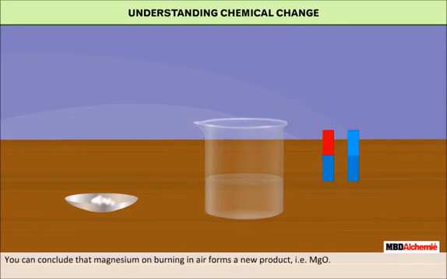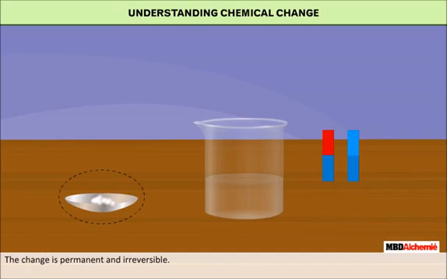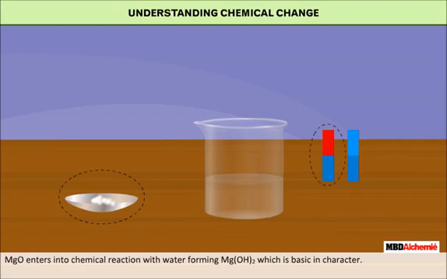You can conclude that magnesium on burning in air forms a new product, that is, magnesium oxide. The change proceeds with the evolution of heat and light. The change is permanent and irreversible. The magnesium oxide is added to water in another chemical reaction, forming magnesium hydroxide, which is basic in character.